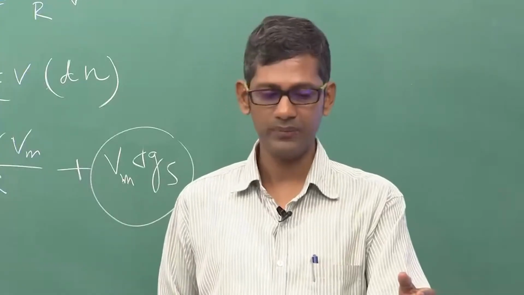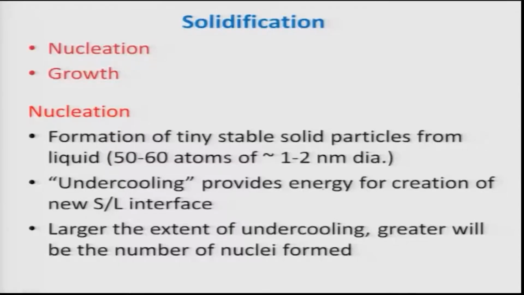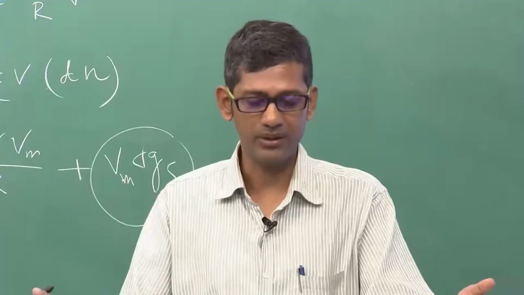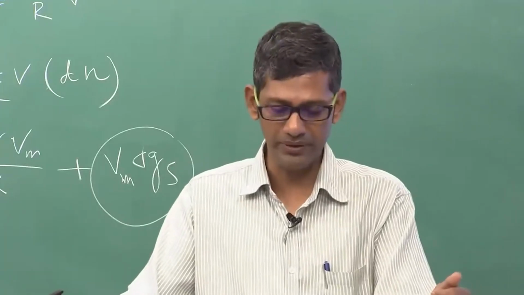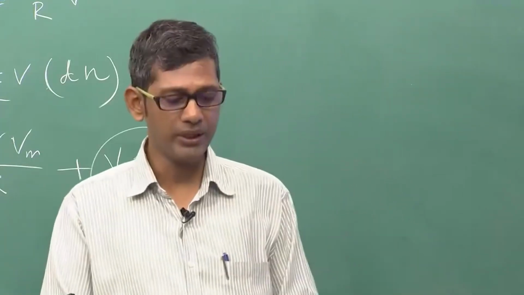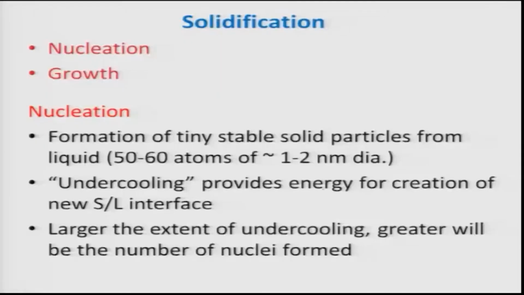And as you know, nucleation is nothing but the formation of a tiny stable solid particle, or solid phase, not particle actually, from the liquid or a solid. It can be a maximum of 100 atoms, depending on the type of system. Normally it is 50 to 60 atoms or 1 to 2 nanometer diameter. And in order to form a nucleus, you must have an undercooling, because you are creating a new interface. How?